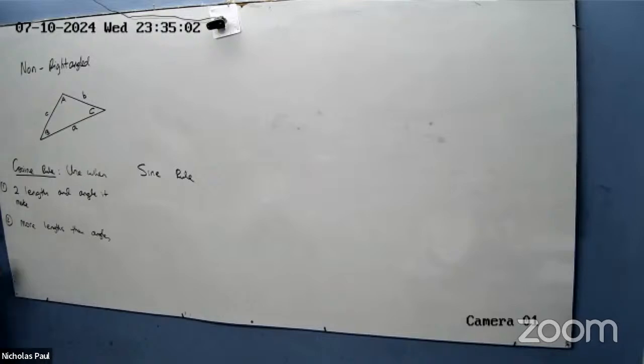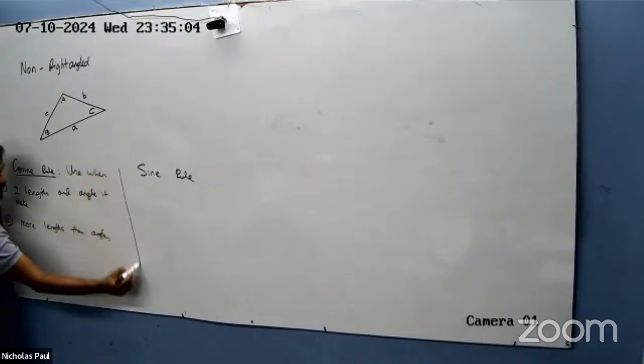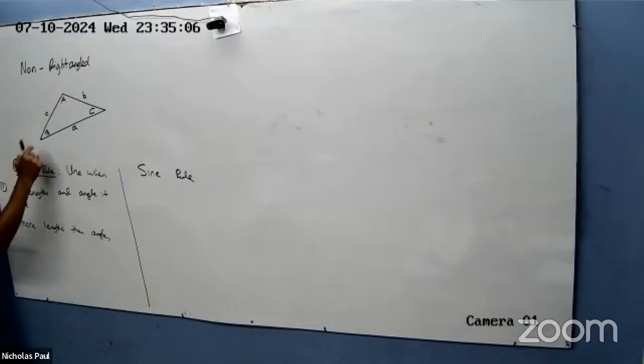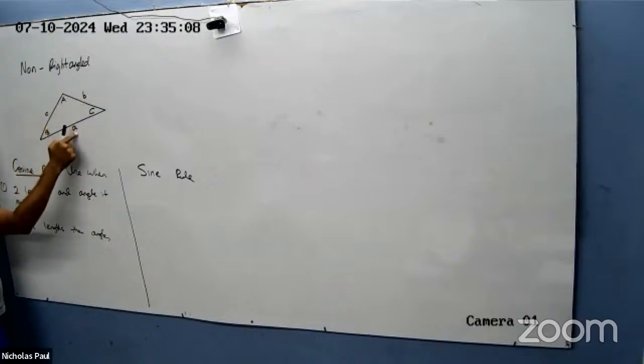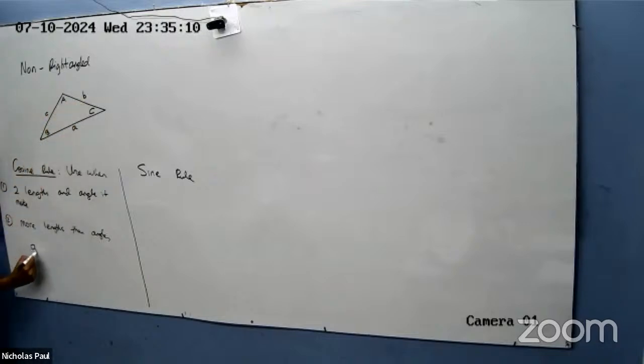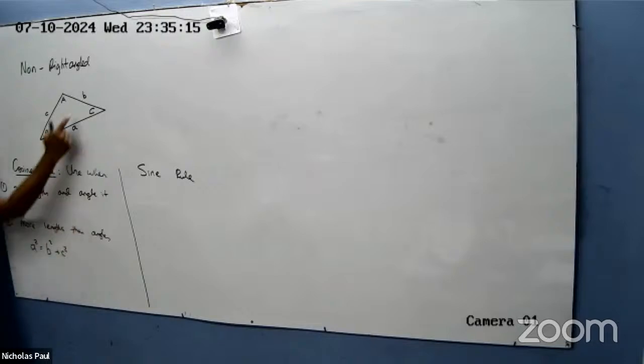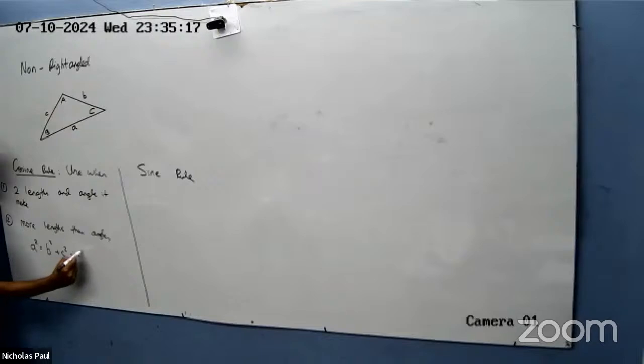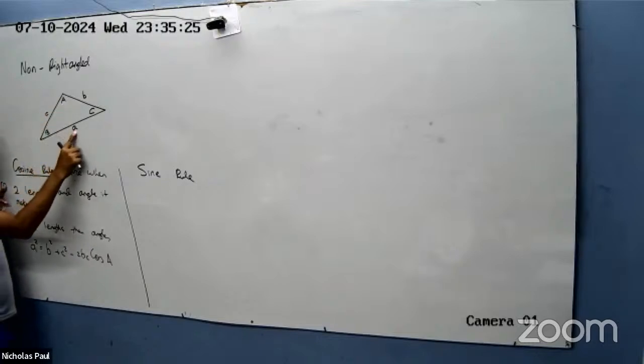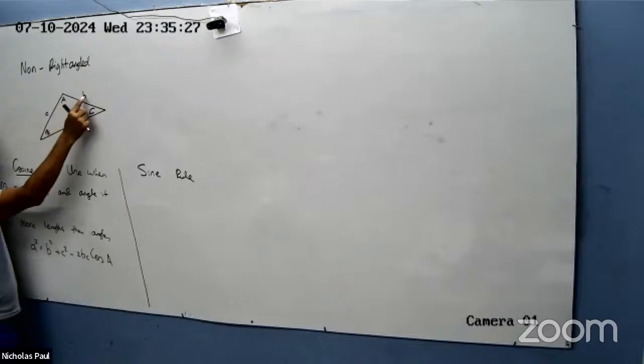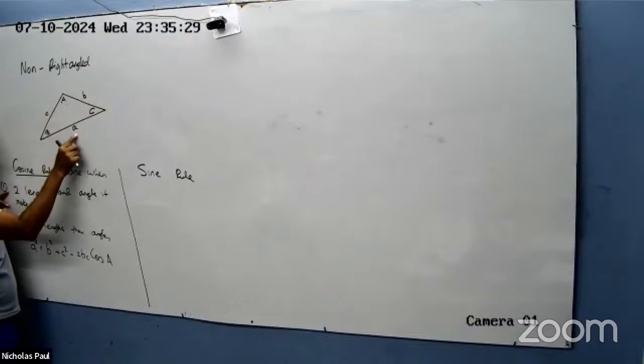And the rule looks like this. If you have b and c and you want to find a, it'll be a squared is equal to b squared plus c squared, that's the two lengths you have, minus 2bc cosine of the angle capital A. So if you want to find a, you must have b, c, and A. If you want to find b, you must have c, a, and B.